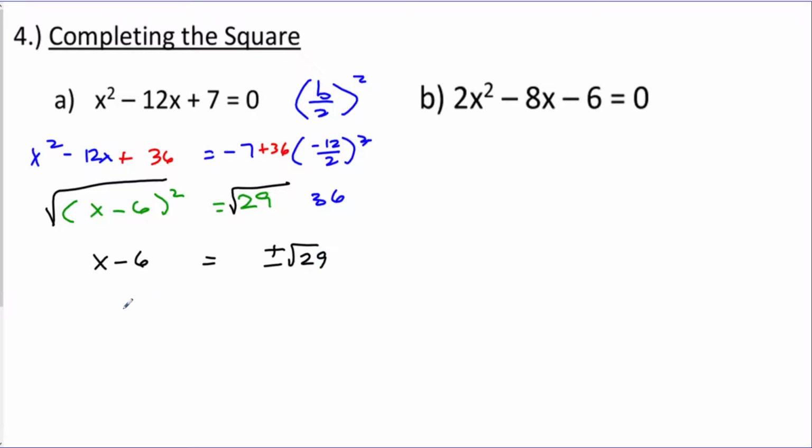Okay, and then the only thing I have left to do here is to add the 6 over, and I'm going to get 6 plus or minus the square root of 29. Okay, so that's my solution. All done. I don't have anything left to do, nothing to simplify, problem over.